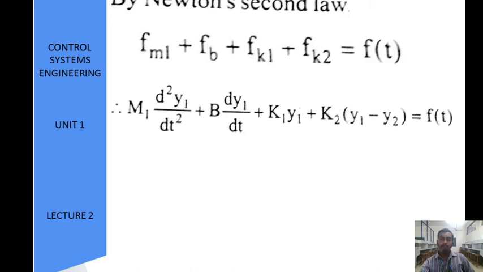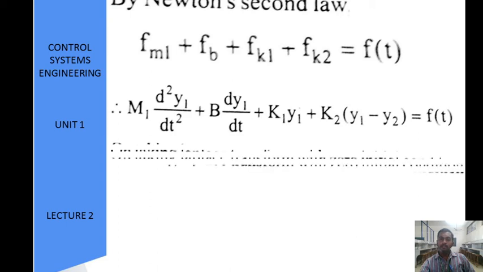By applying Newton's second law, the applied force equals the opposing forces. The applied force is f(t), and the opposing forces are fm1 plus fb plus fk1 plus fk2. Substituting those values: m1 d square y1 by dt square plus b into dy1 by dt plus k1 into y1 plus k2 into (y1 minus y2) equals the applied force f(t).